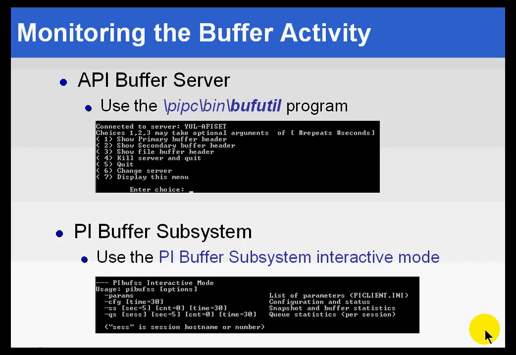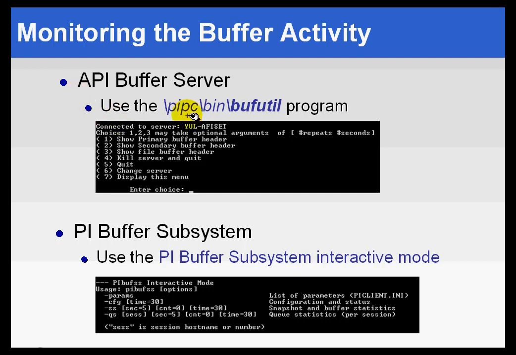Now, as I mentioned, if the buffering subsystem or the PI API buffer server were to fail in any way, you would need to know about that. You'd need to know that we are actively buffering more data than we're able to retrieve once the server's recovered. So we do have a couple of utilities to help you monitor that.